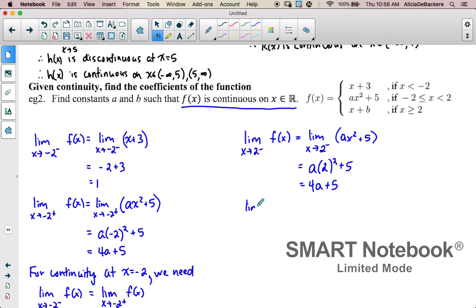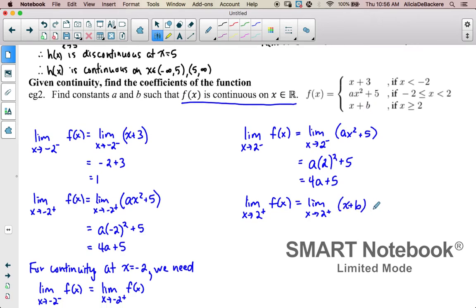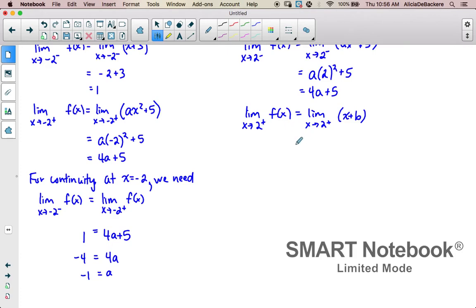Now we're going to take a look at the limit as x approaches 2 from the right. If I'm approaching 2 from the right, I want to be slightly bigger than 2. So I'm looking at this domain here, which tells me to use this equation, x plus b. All right, we've got a polynomial function, so I can use direct substitution. And I've got my expression. I'm just going to rearrange it.